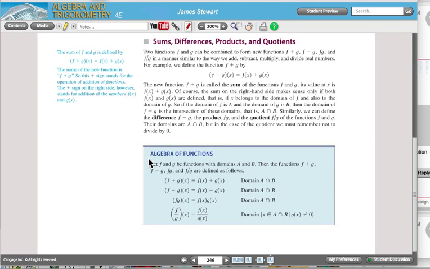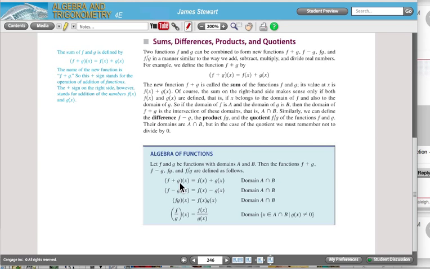Okay, so in your reading, you will find that when you want the domain of combinations of functions like sums, differences, products, and quotients, you have to know the domain of each individual function and take the intersection of those domains. So the domain of F is the set A, and the domain of G is the set B.